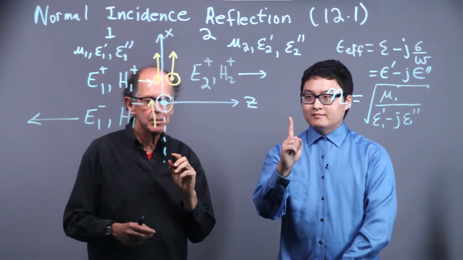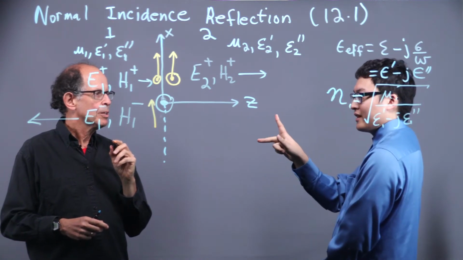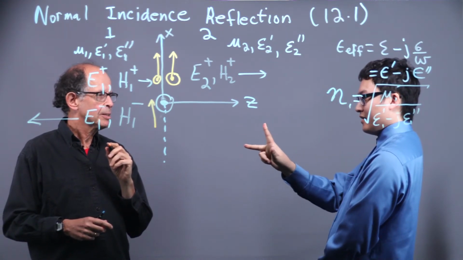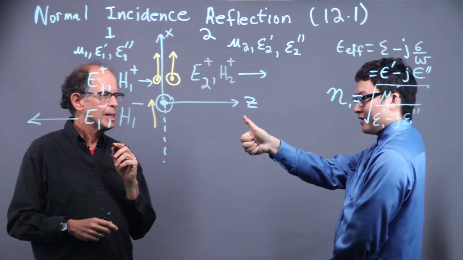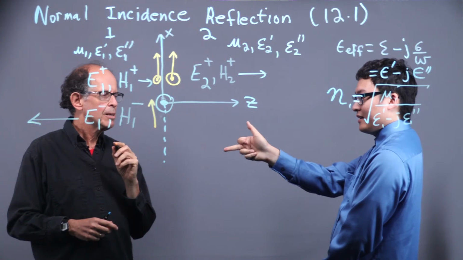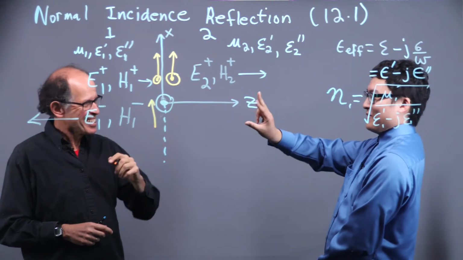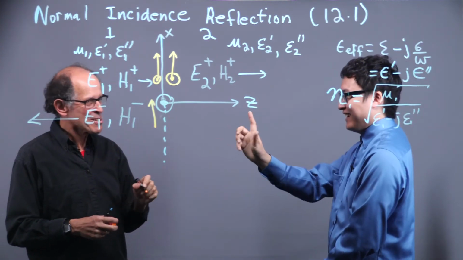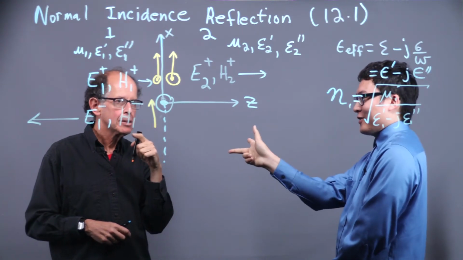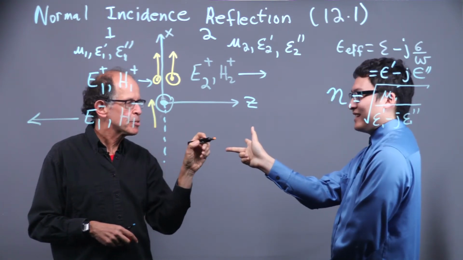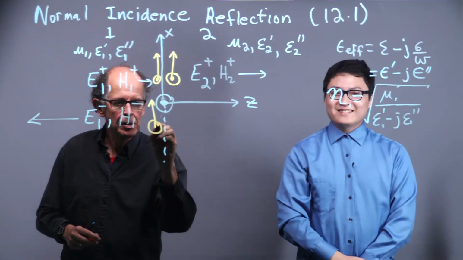But what about the reflected current? Well, E is that way, and it's traveling that way. Then with the right-hand rule, the H field has to be pointing into the page.